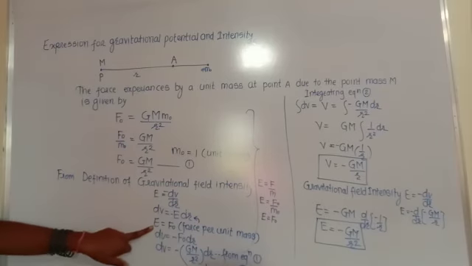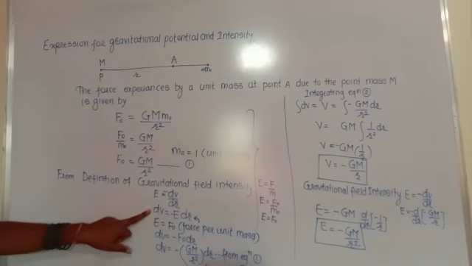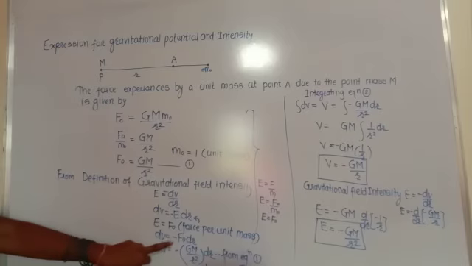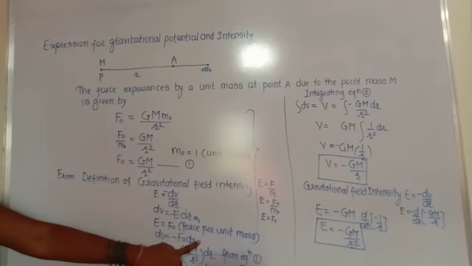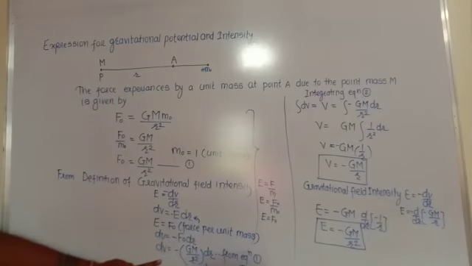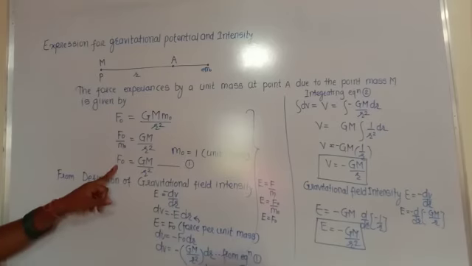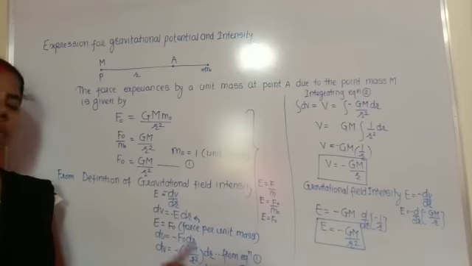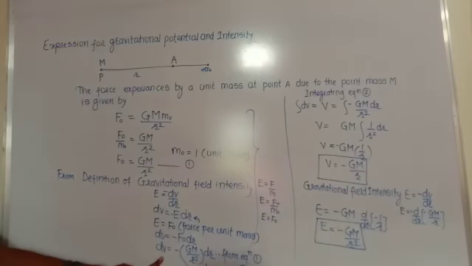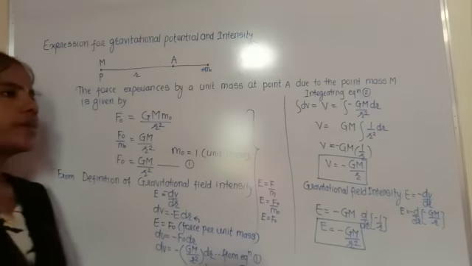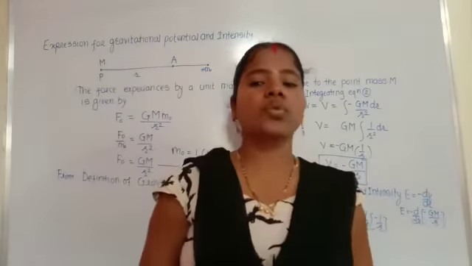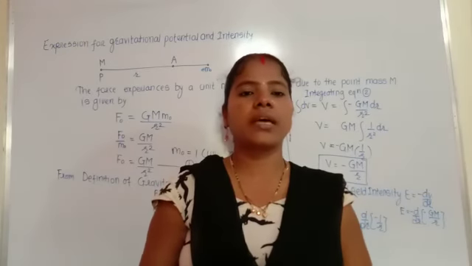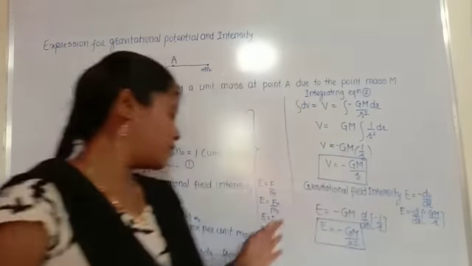So put this value of E equal to F0 in this equation, we get dV is equal to minus F0 into dr. So therefore dV is equal to minus, and the value of F0 from equation first, GM by r square into dr. This is the value of dV, the small change in the gravitational potential. So the total gravitational potential at a distance r can be calculated by integrating this equation 2.